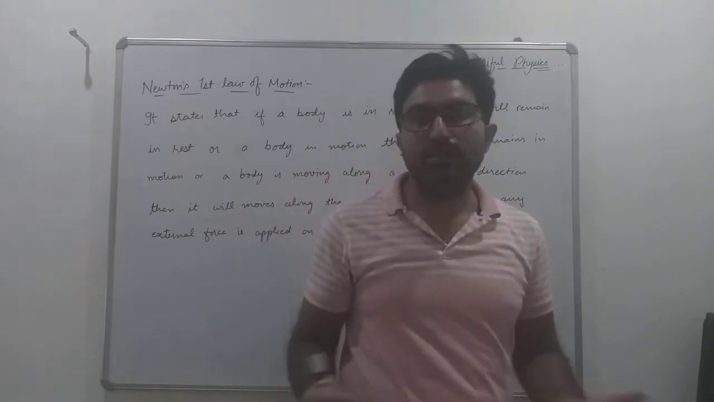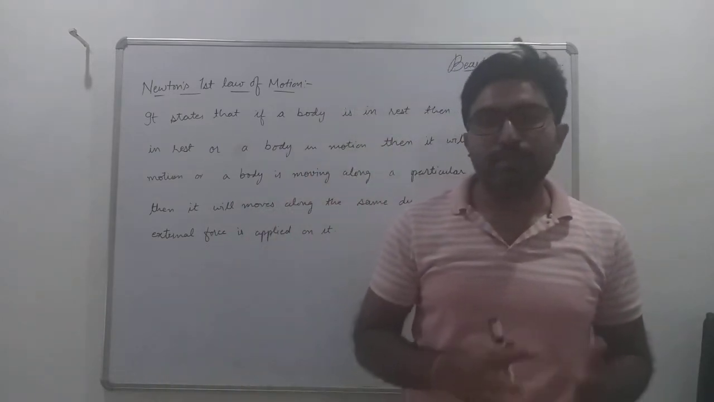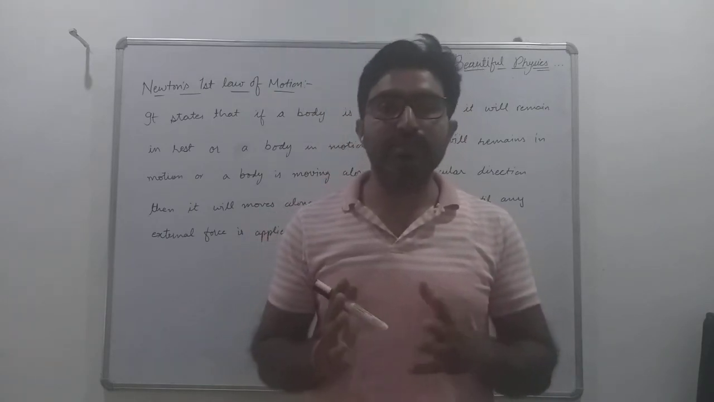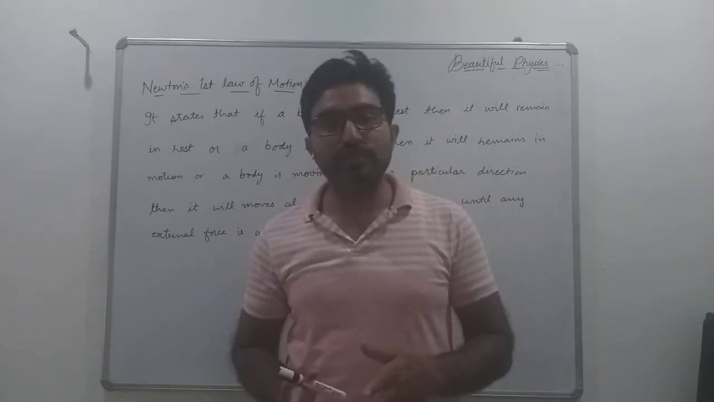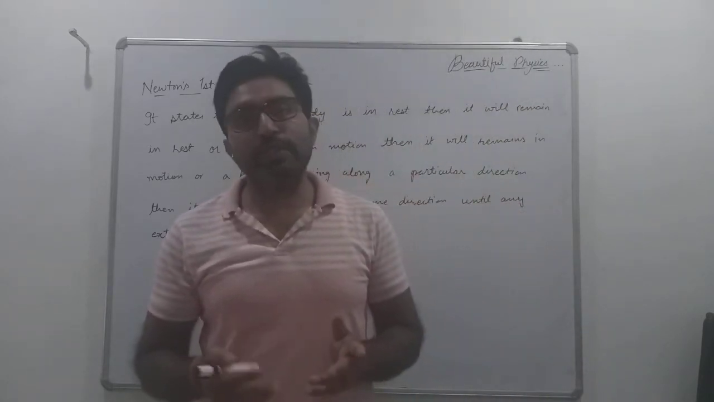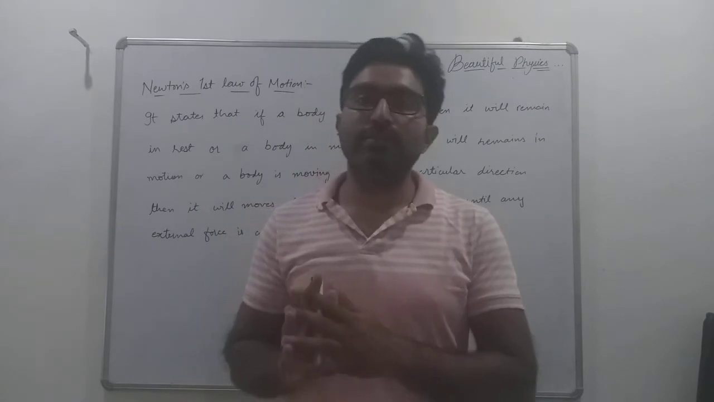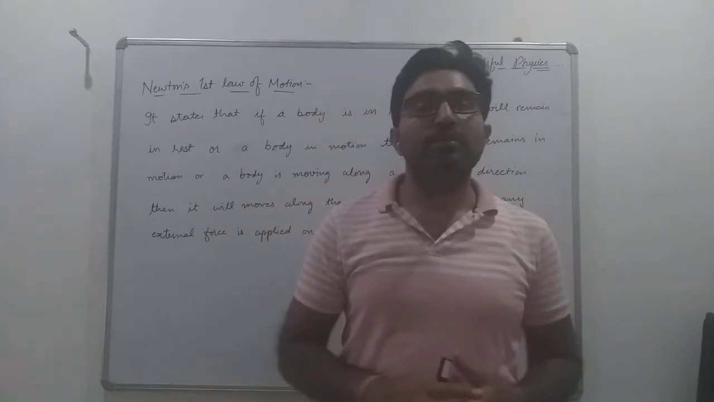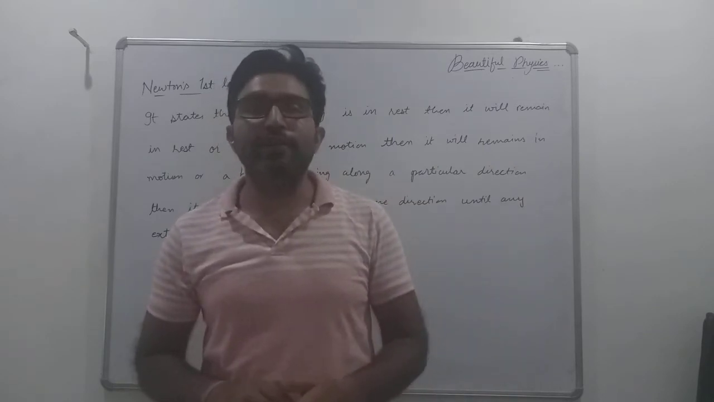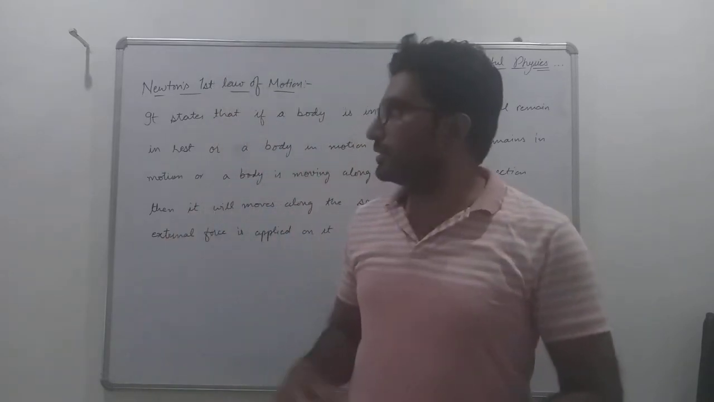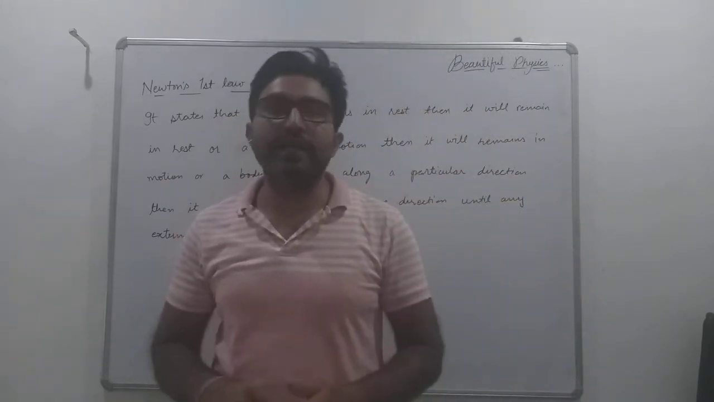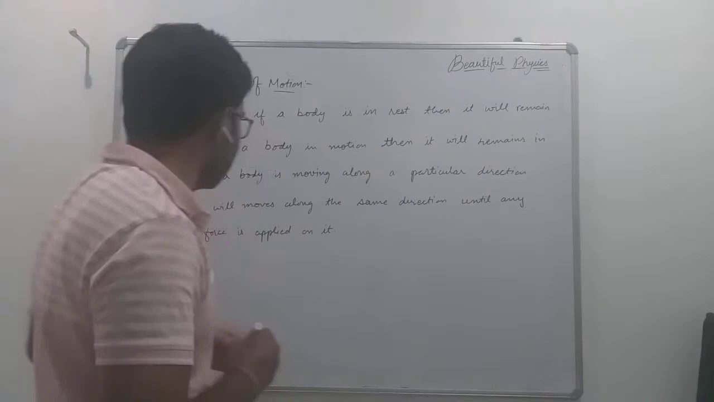So this is our first law of motion: if a body is at rest, then it will remain at rest. If a body is in motion, then it will continue its motion, and if a body is moving along a particular direction, it will keep moving in the same direction until any external force is applied on that body. So this is our Newton's first law of motion. From there we can define a term which is known as inertia.